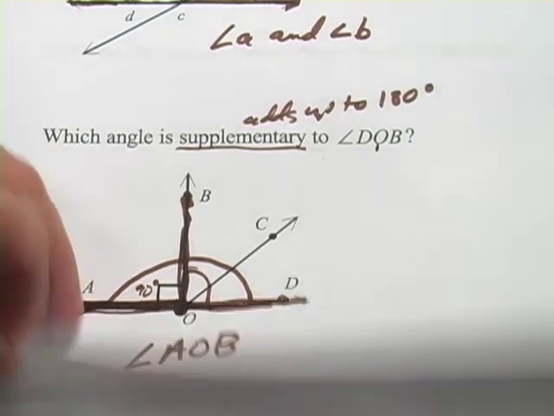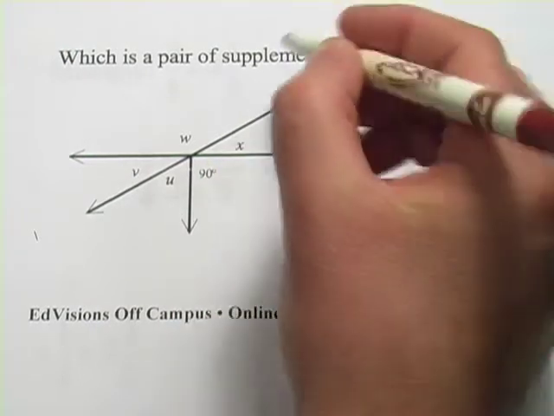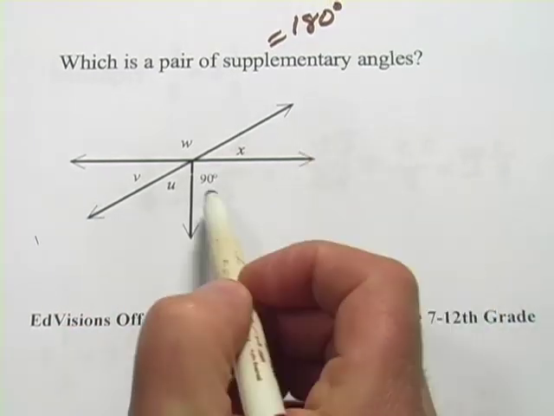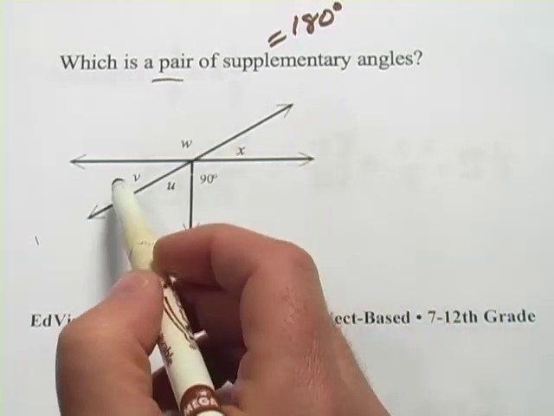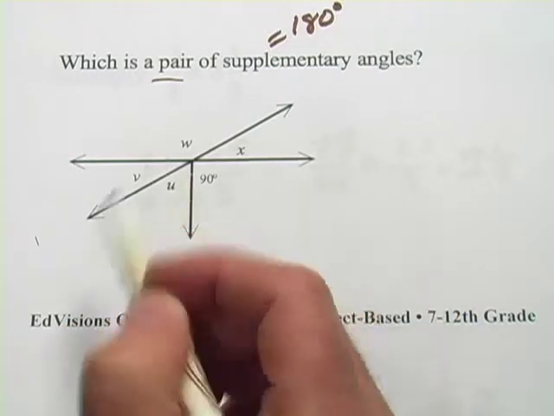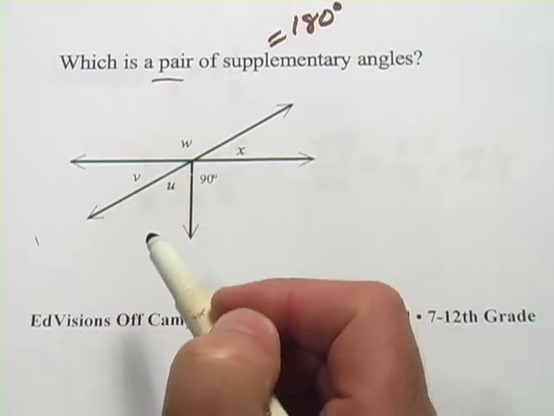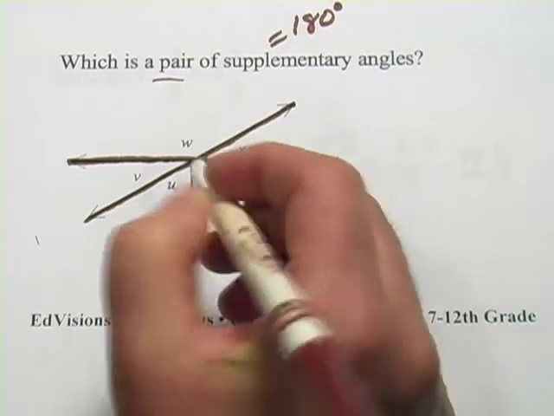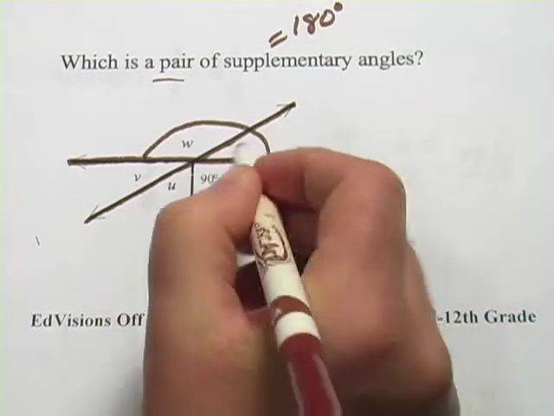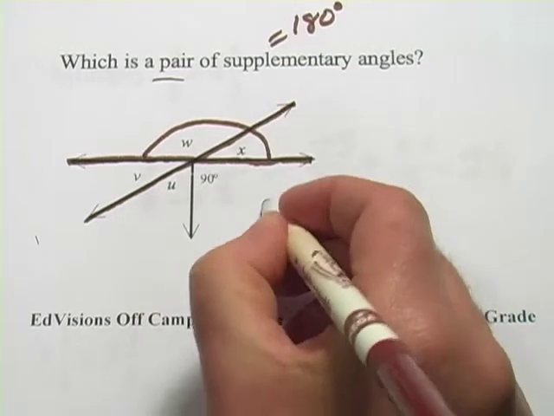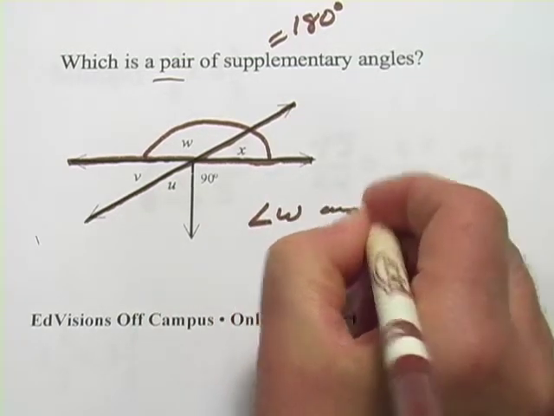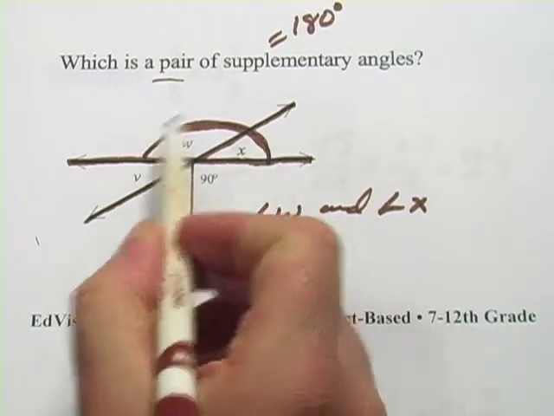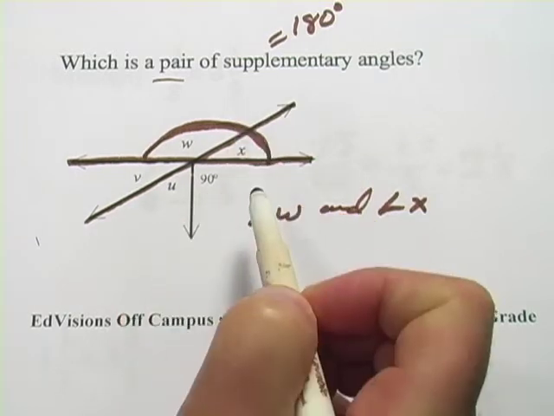All right, let's try one more. All right, here we're being asked which is a pair of supplementary angles. And supplementary means adds up to 180 degrees. So we want to find two angles, a pair here, that when you put them together, they make 180 degrees. Again, I would encourage you to look for straight lines. Here's a straight line, here's a straight line, and all across from one side to the other is going to be 180 degrees. So you could say angle W and angle X is a pair of supplementary angles because they complete all the angles across this straight line, so that's got to be 180.